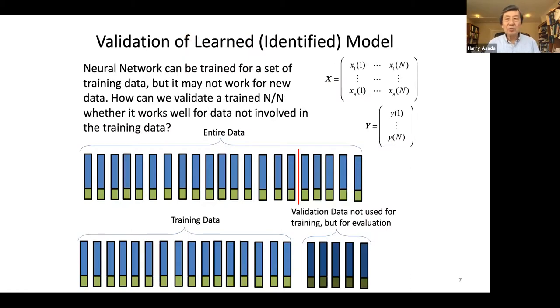However, there is one method which I would like to share with you, and I hope you can use this for your current COP number 4 neural nets. That is the validation of a learned, identified model. A neural net can be trained on a set of training data, but it may not work for new data, right? So how can we validate whether a trained neural net works well for data not involved in the training? Typically, you show the entire data set. Here the blue one is the input and the green one is the output. So you have so many data points. However, don't use all of them for training the neural net. Rather, retain some fraction of the data for validation, meaning that you train with this data and use the rest for testing.